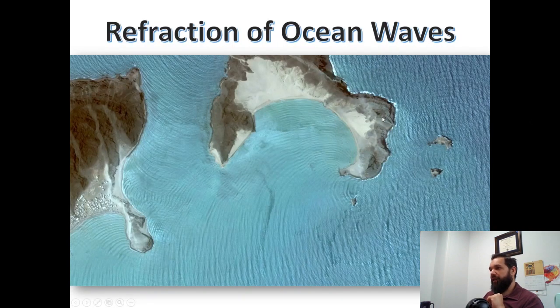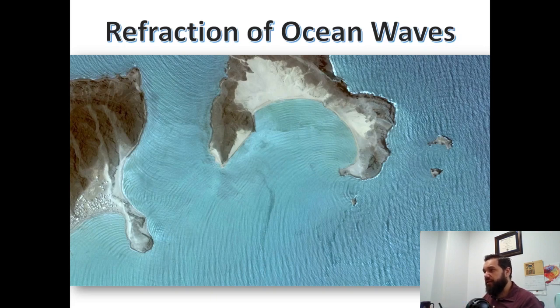Like I said, waves can actually be bent and focused like a lens. Now that's called refraction. Whenever a light wave or a sound wave or an ocean wave is bent, we call that refraction. So refraction means to bend the wave.